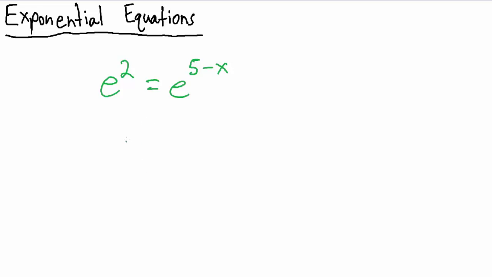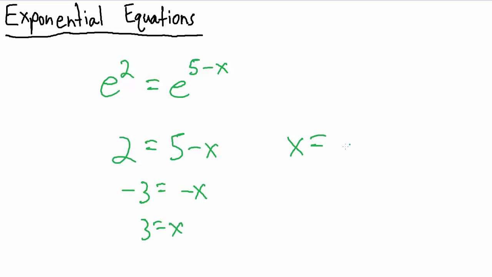So using this technique, we just say 2 equals 5 minus x. Subtract 5 from both sides, we get negative 3 equals negative x, and multiply or divide both sides by negative 1, and we end up with 3 equals x, or just x equals 3. So x equals 3 is the solution to this equation here, e squared equals e to the 5 minus x.